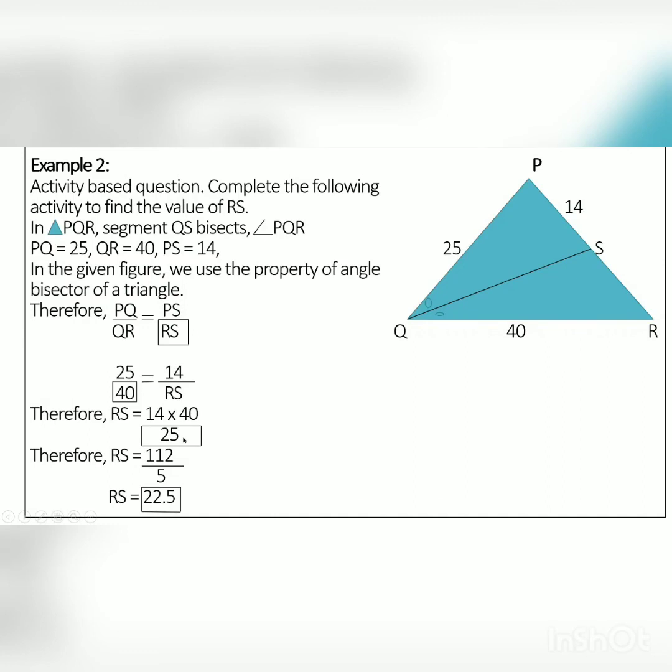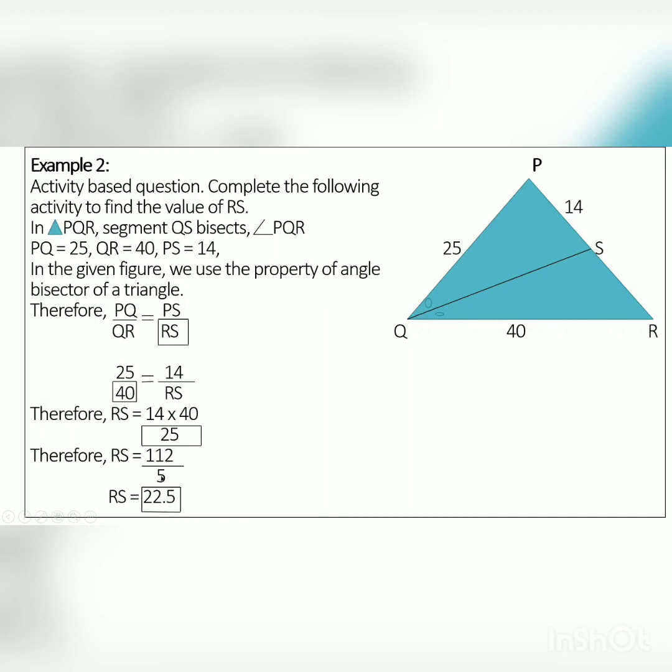You have to complete this empty bracket. So you can write here 25, meaning 14 into 40 upon 25. Therefore, after dividing, RS is equal to 112 upon 5. After dividing 112 by 5, RS is equal to 22.5.